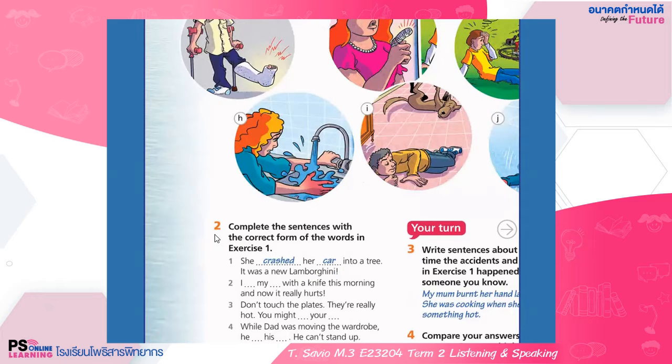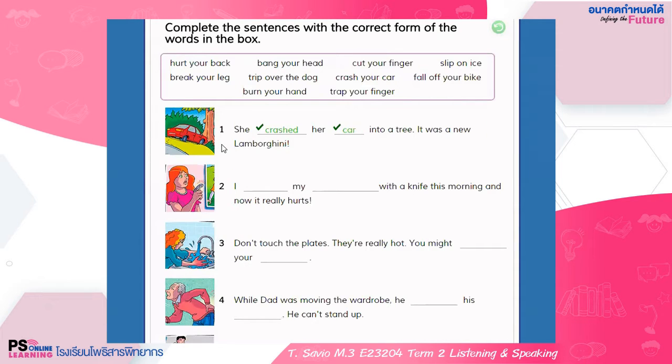Exercise 2. Complete the sentences with the correct form of the words in exercise 1. Number 1. She crashed her car into a tree. It was a new Lamborghini. Number 2. My blank with a knife this morning, and now it really hurts. The phrase would be cut your finger. I cut my finger with a knife this morning and now it really hurts.